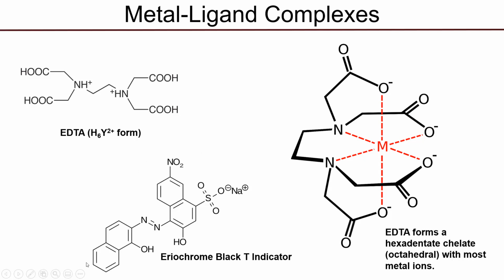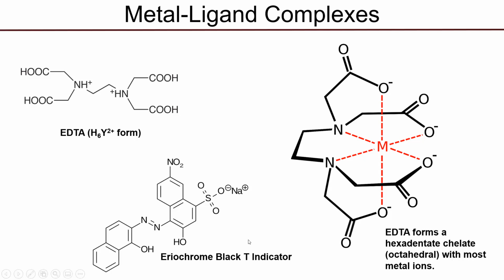Our indicators also tend to be weak organic acids with pKa's of their own, and the pH of the solution influences the color of the indicator. So for instance, Eriochrome Black T, like most colored organic compounds, has an extended pi conjugation network. It has a lot of aromatic rings, which makes the overall molecule relatively rigid and minimizes the energy gap between the highest occupied molecular orbital and the lowest unoccupied molecular orbital. And as a result, it absorbs light in the visible region of the electromagnetic spectrum, and it has a color.